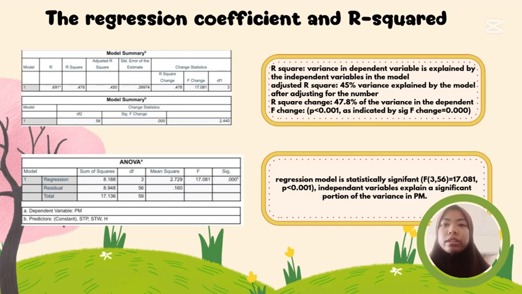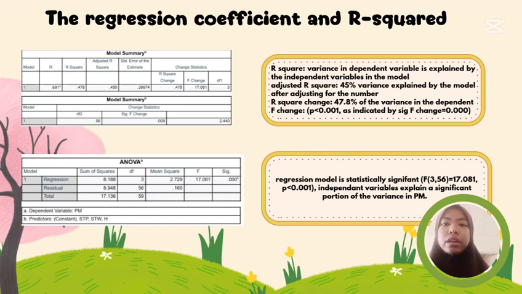So for the R-square, the model summary reveals a satisfactory fit to the data with an R-square value of 0.478, indicating that approximately 47.8% of the variance in the dependent variable can be explained by the independent variables included in the model. However, the adjusted R-square of 0.450, which accounts for the number of predictors, provides a more conservative estimate of model fit, suggesting that 45% of the variance is explained by the model after adjusting for the number of predictors.